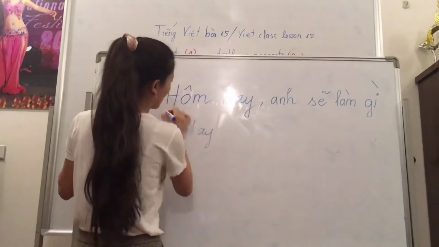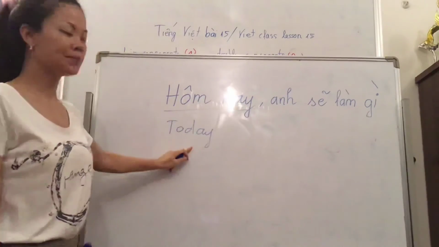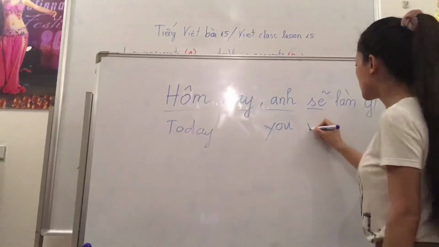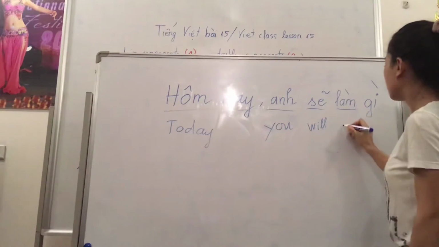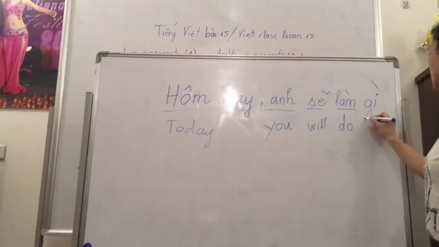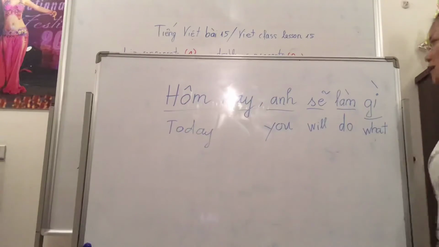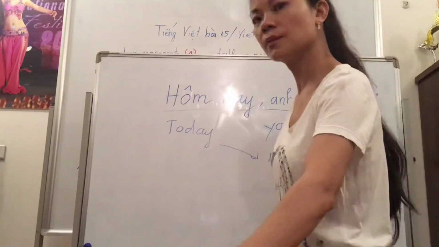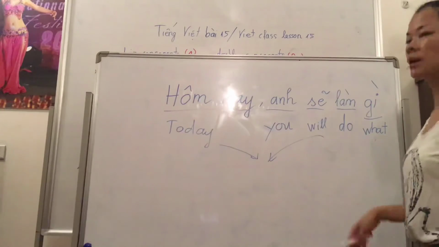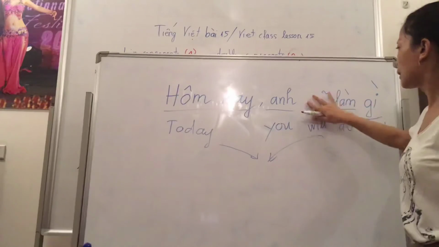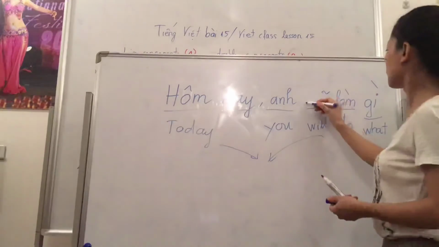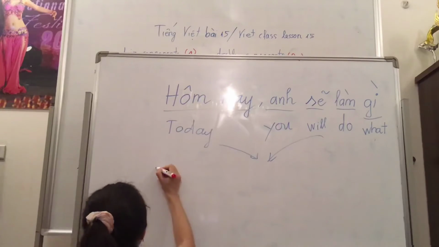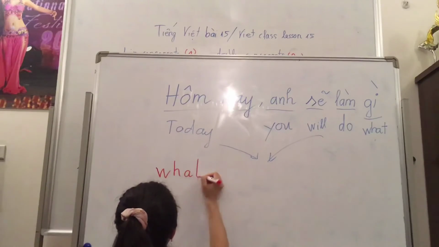Today is hôm nay. Two syllables, one meaning. Anh is you. Sẽ is will. Làm is do. Gì is what. So translate into English. Hôm nay anh sẽ làm gì?